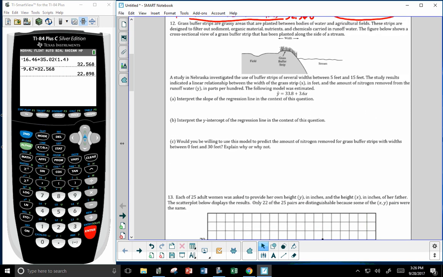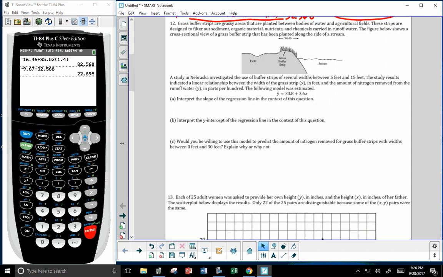The study results indicated a linear relationship between the width of the grass strip x in feet and the amount of nitrogen removed from the runoff water y in parts per 100. The following model was estimated. Interpret the slope of the regression line in the context of this question.